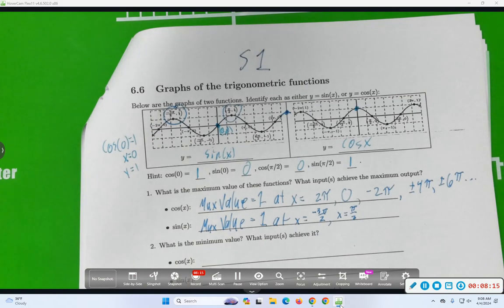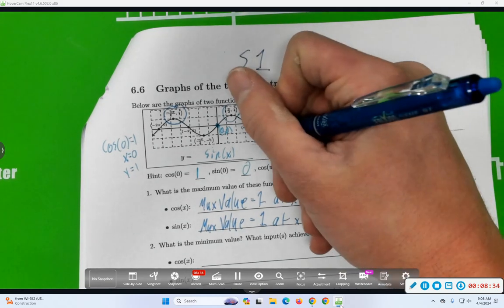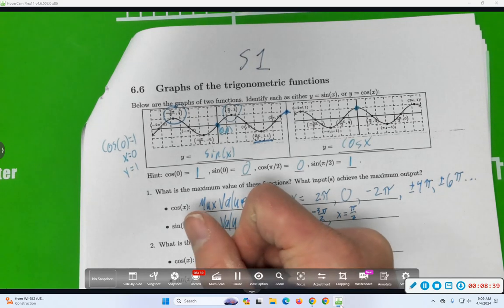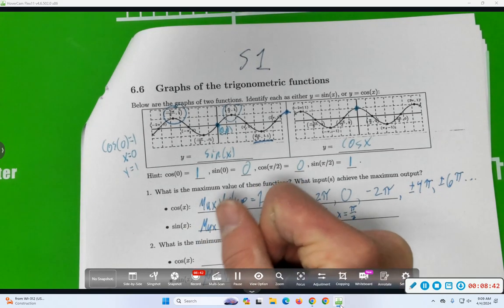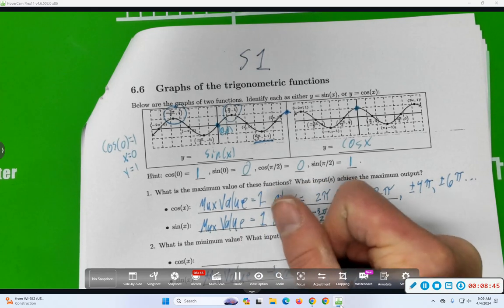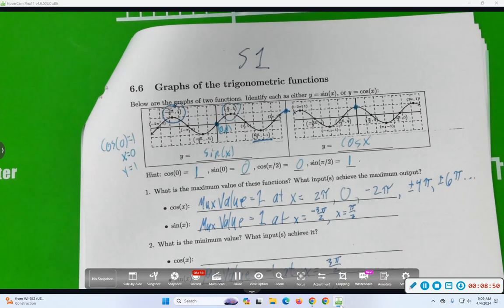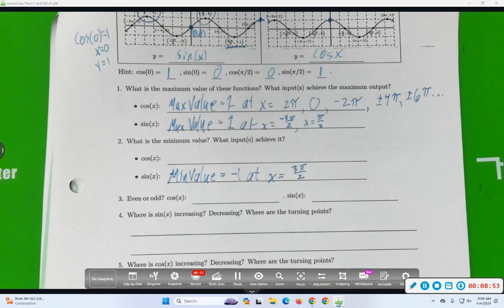So let's try to figure out more points that do it. What point do you think that'll be? Well, let's see. Looks like 3 pi over 2 does the opposite. It anti-maximizes. It minimizes. So let's put that there. So 3 pi over 2 minimizes sine. That's kind of like maximizing, but the exact opposite.